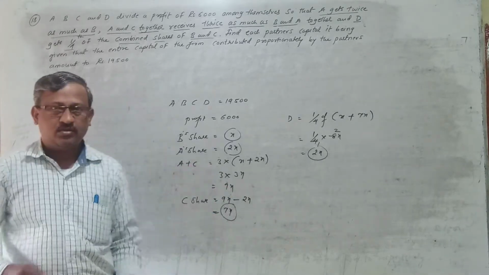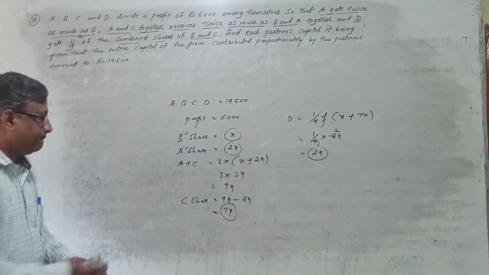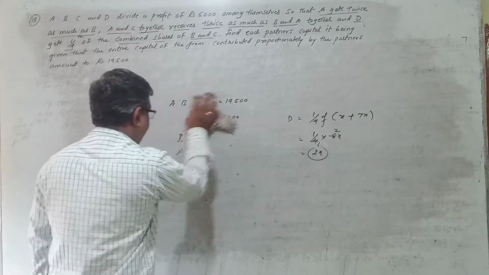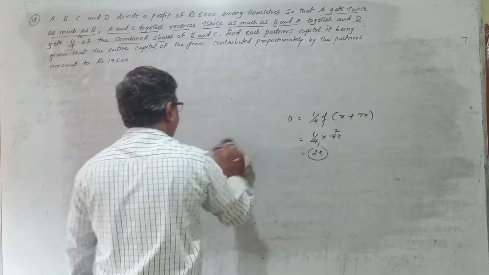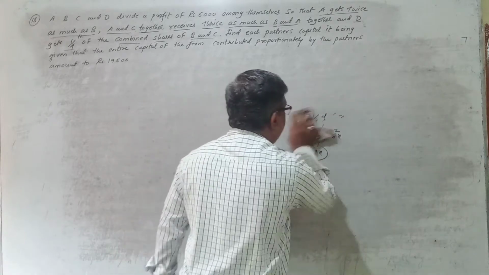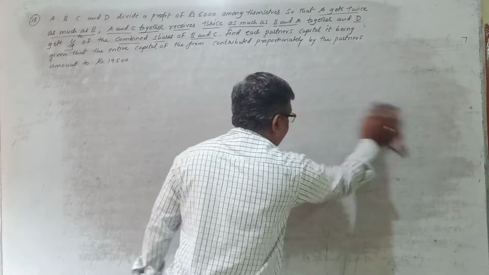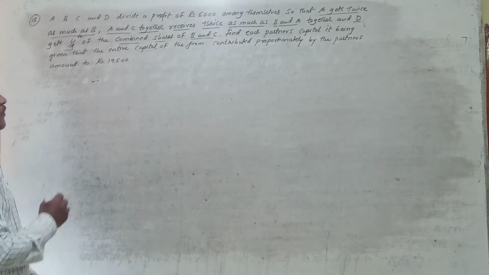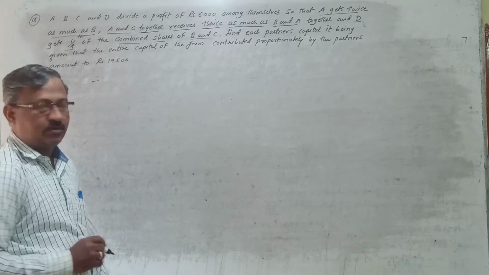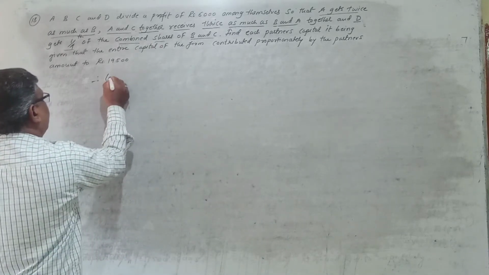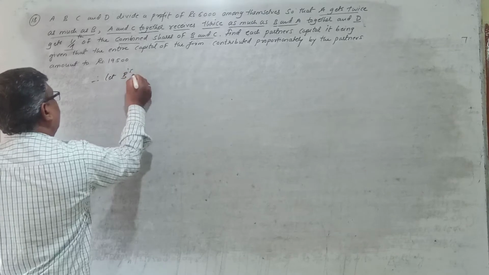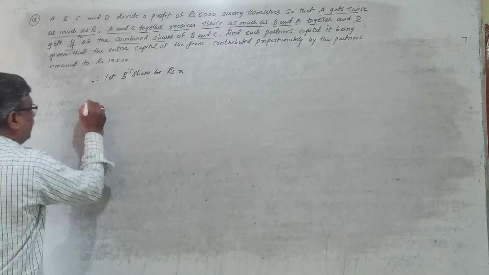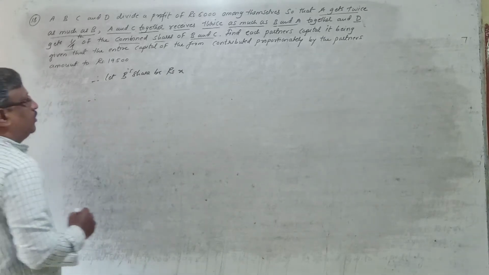So let's begin with the solution. What we'll do first, we'll assume the share of B. Let B's share be rupees X. Now B's share is known, it is X.